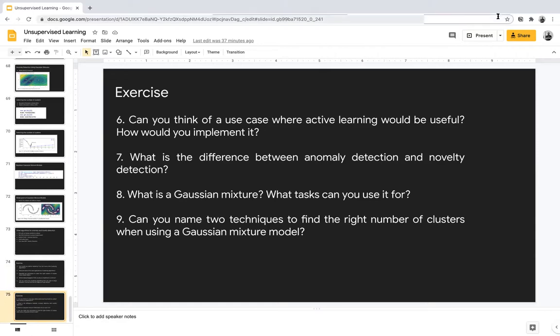Can you think of a use case where active learning would be useful, and how would you implement it? I think it's the same thing that you talked about, label propagation, right? When you have plenty of unlabeled instances but labeling is costly, rather than randomly selecting instances to label, it's often preferable to perform active learning, where human experts interact with the learning algorithm, providing labels for specific instances where the algorithm requests them.